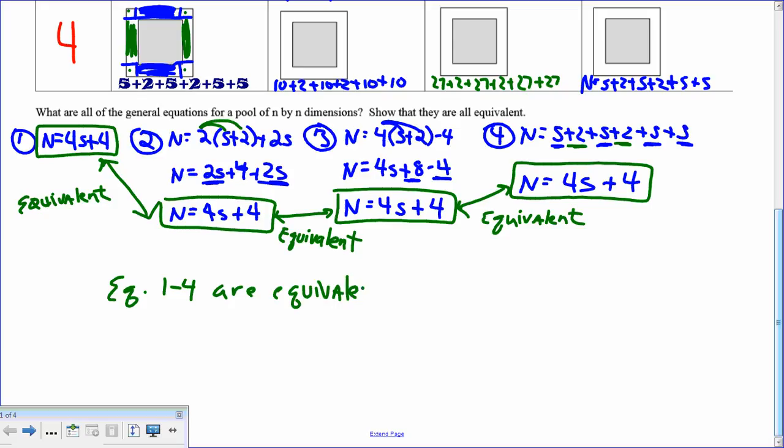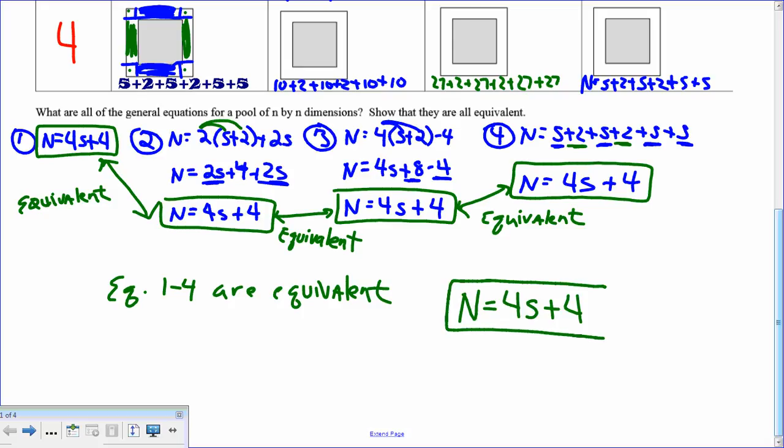And what we found is basically a general equation that we can use to tile any border around a pool of any dimension by using the equation the number of tiles n equals 4s plus 4. So if we got any dimension of a pool, and it would have to be a square pool. Obviously, if it was a rectangle, it would be a different dimension. But this would be how we could find our answer.